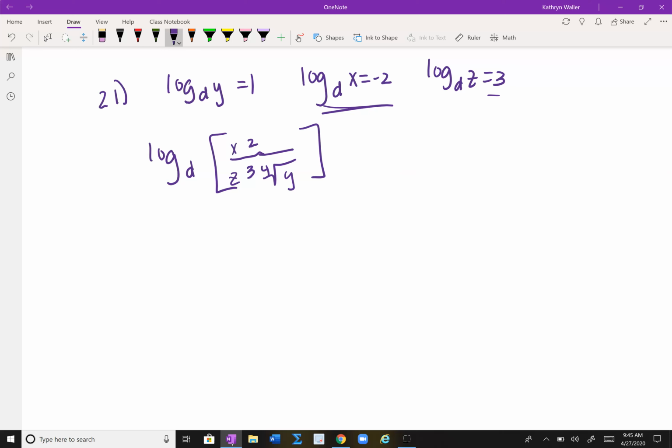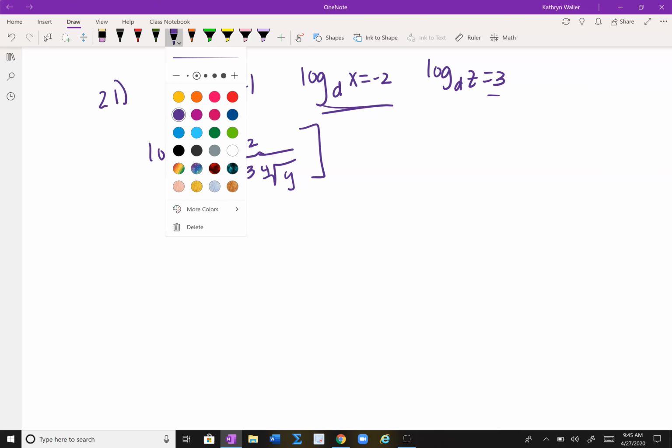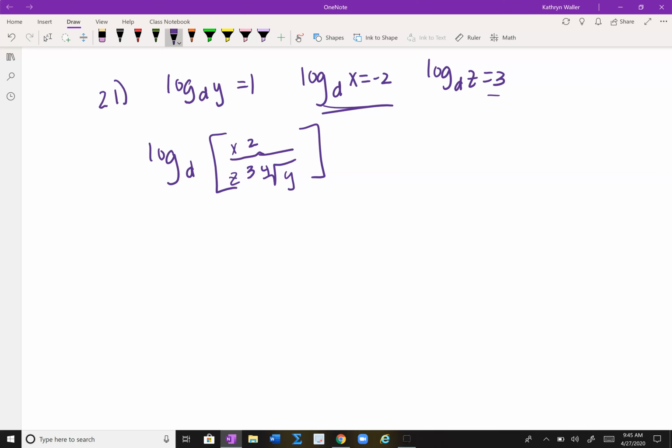So if you look back at your notes, I asked you to write very clearly that you have to expand fully first. Okay, so I'm going to write log one time: one for the x, one for the z, one for the y. The z and the y are going to be negative because they're on the bottom. So it's going to be log base d of x to the second minus log base d of z to the third minus log base d of the fourth root of y. Now, the fourth root of y is the same thing as y to the 1/4. So I'm just going to put that there.